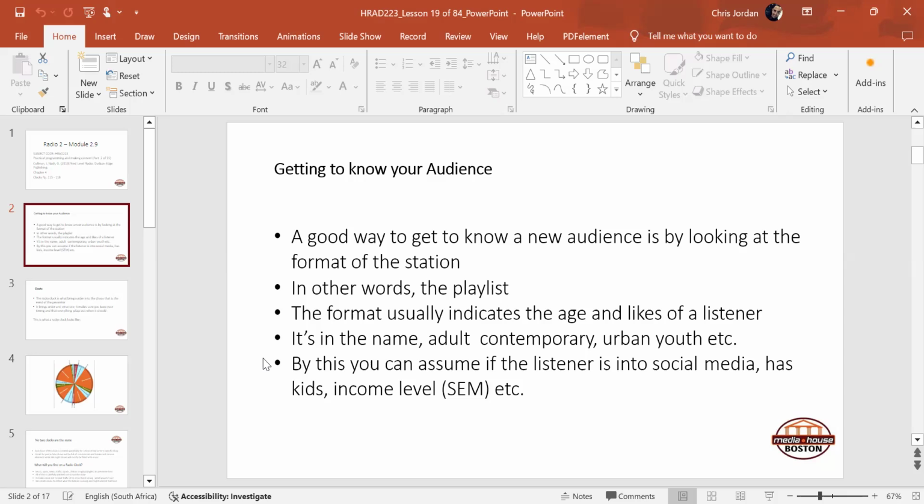By this, you can assume whether the listener is into social media, has kids, their income level, the socio-economic measurement, etc. There are many different ways that we can go and look at this audience, as I mentioned before, through our research.